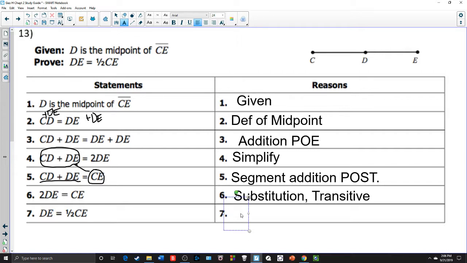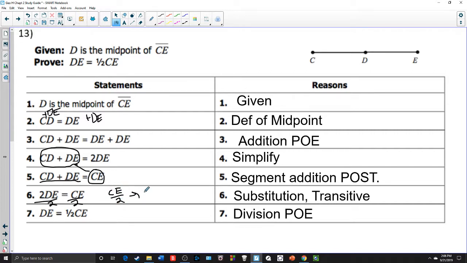And then to finish it up, they did the division POE, because they divided both sides by 2. So in case you can't see that, they divided this by 2, and they divided this by 2. And instead of saying CE over 2, they just said 1/2 times CE, which is the same thing. If you divide something in half, it's the same thing as multiplying it by a half. If you don't believe me, use your inductive reasoning and check out some numbers. 10 divided by 2, 10 times a half. 6 divided by 2, 6 times a half, same thing. So this is the division POE for that step.